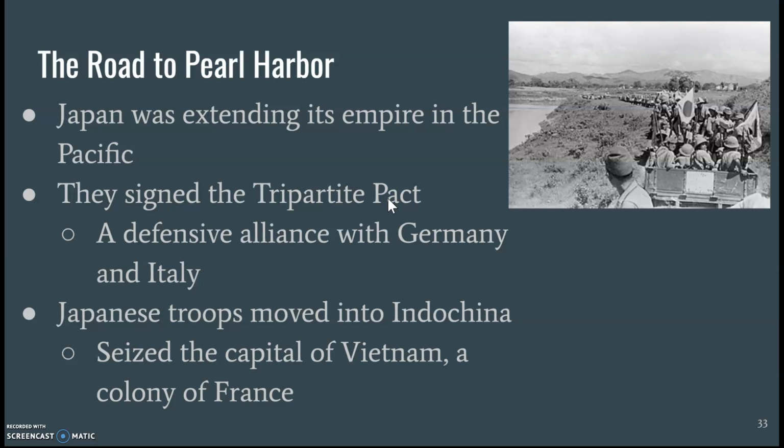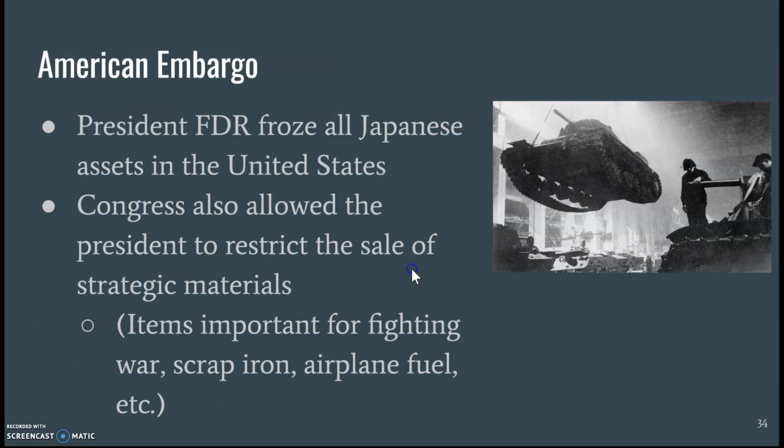Japan is extending their empire in the Pacific, and they signed an alliance with Germany and Italy, and they start to move into Indochina, which is present-day Vietnam, Laos, Cambodia, and they take over Vietnam, which is a colony of France. So the United States freezes Japanese assets in the United States, and FDR runs this, and people get pretty upset. So they are not allowing them to transfer any sort of money or anything that they would want.